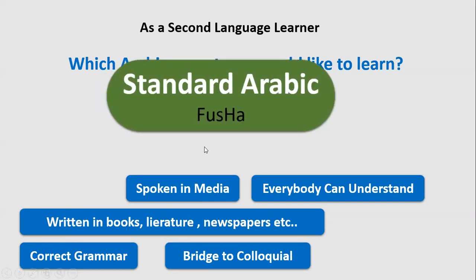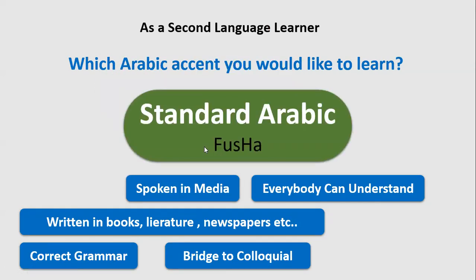But my advice, or my recommendation, is that first, as a learner of Arabic, you study Standard Arabic or Fusha, the language we already talked about before. Why? Because it's the language spoken in media and everybody can understand it, while the slang or the local accent in some countries is difficult for some people to understand, if they are speaking too fast.